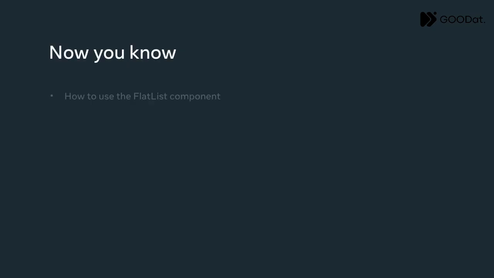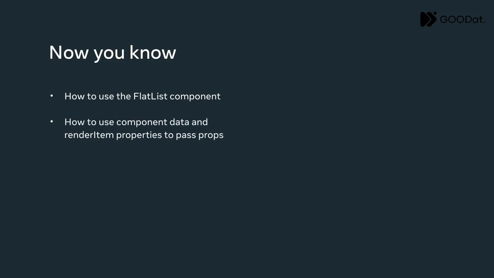In this video, you learned how to use the FlatList component to efficiently render a long list of menu items, such as the one that needs to be displayed in the Little Lemon app. This includes using the component's data and renderItem properties to pass props to it.